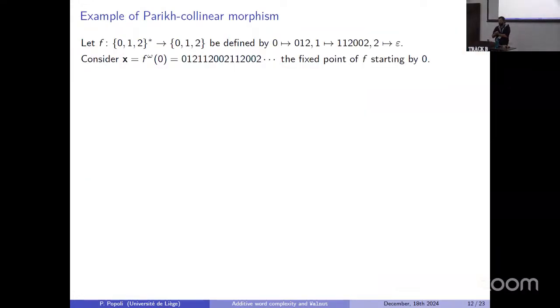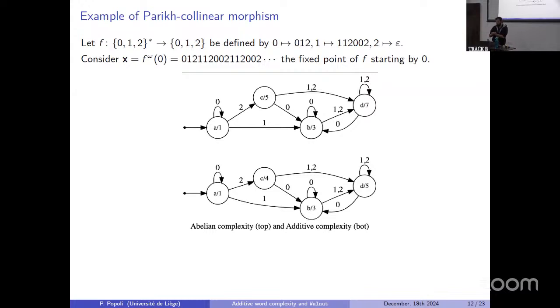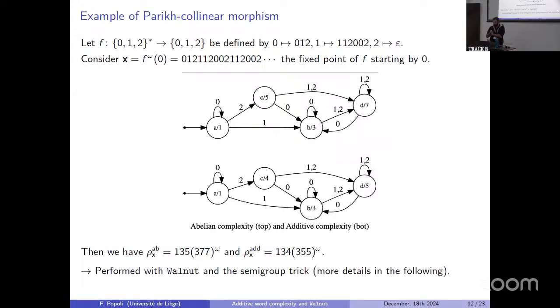Let's, for instance, consider the morphism 0 goes to 0, 1, 2, 1 goes to 1, 1, 2, 0, 0, 2, and 2 goes to the empty word. Then the fixed point is like this. And then we can compute the two automata for the abelian complexity and the additive complexity. If you look at the automaton, it is very easy to prove that these complexities are in fact periodic. And this was done with Walnut and the semigroup trick, but we will explain it after.